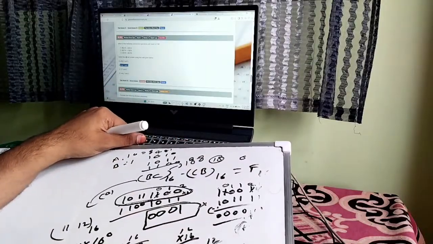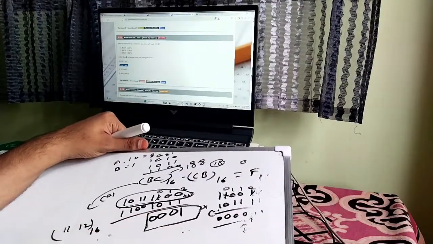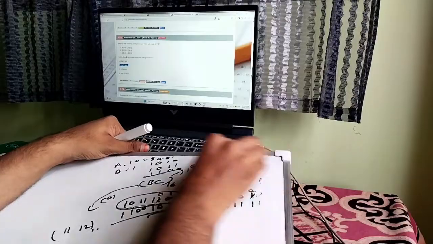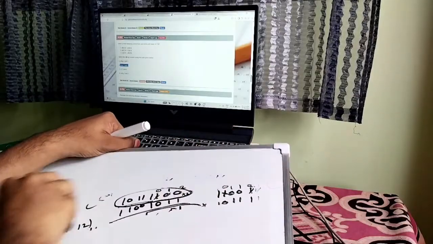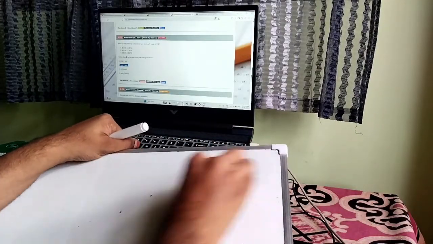Option B will be the answer. Moreover, it's not a GATE question. This question is given by group classes, and it is quite interesting and helpful.